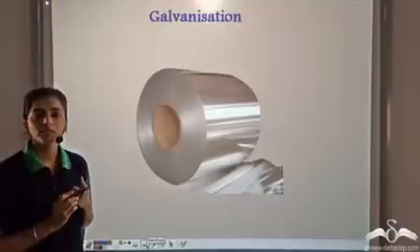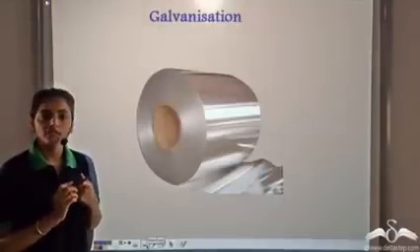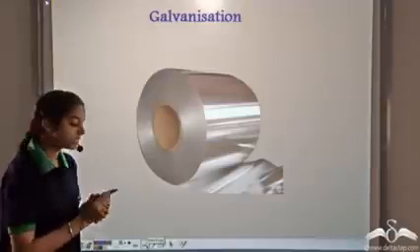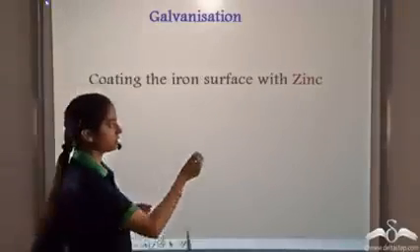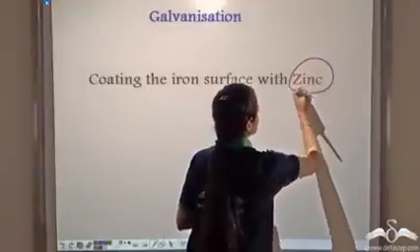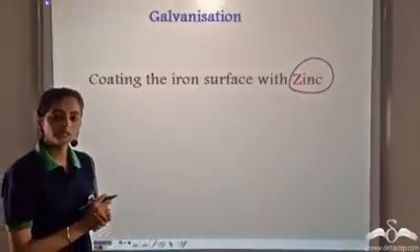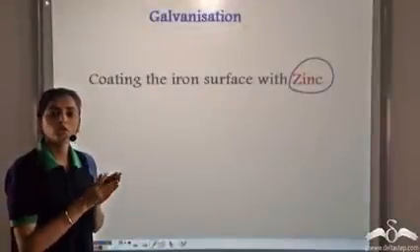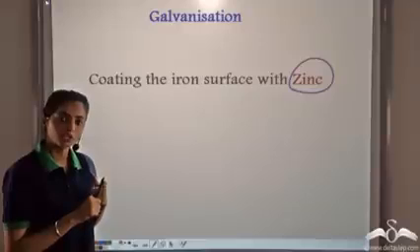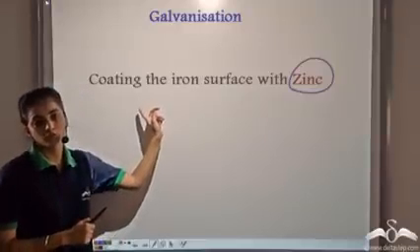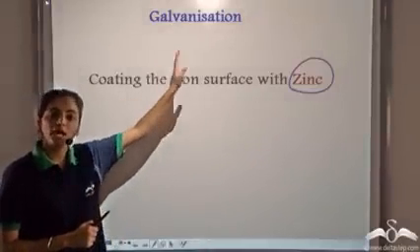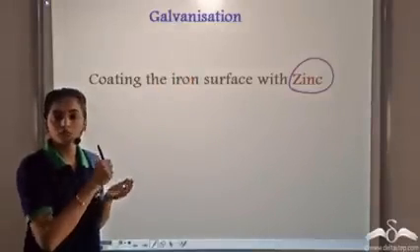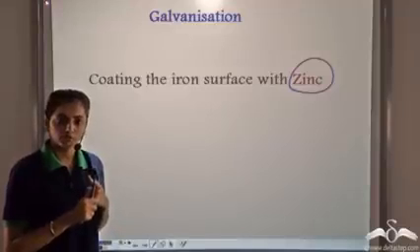The first method is galvanization. Galvanization is coating the iron articles with zinc. Zinc is a very important metal. When we coat the iron articles with zinc, it prevents the surface of iron articles from coming in contact with oxygen and moisture. So it prevents corrosion from taking place. So by using galvanization, that is coating the surface of iron articles with zinc, we can prevent corrosion.